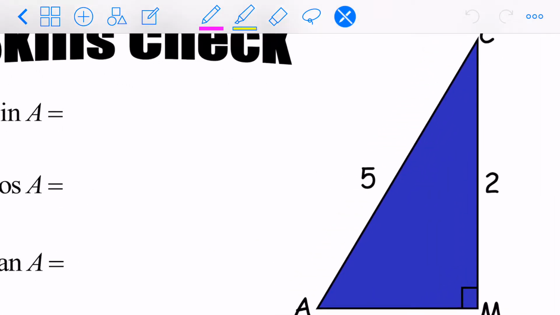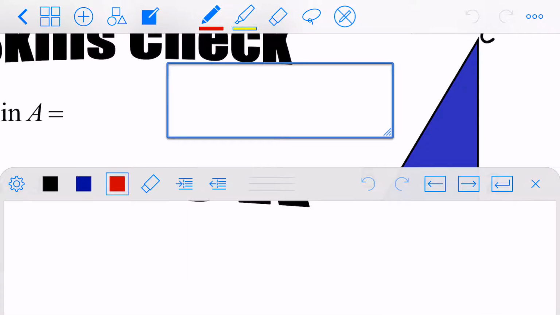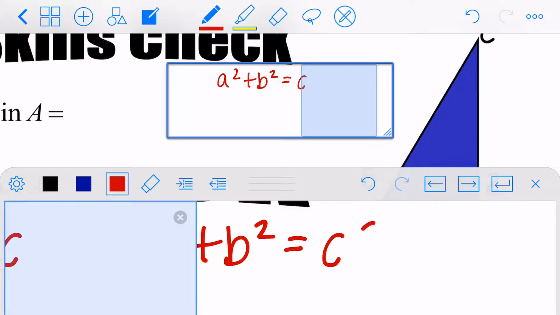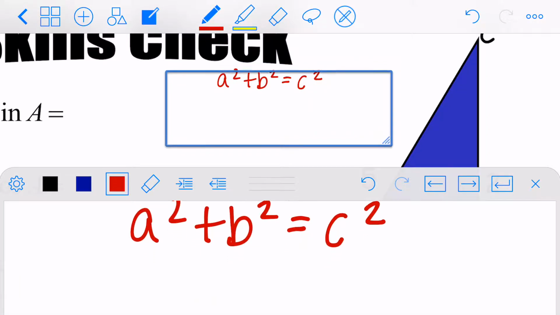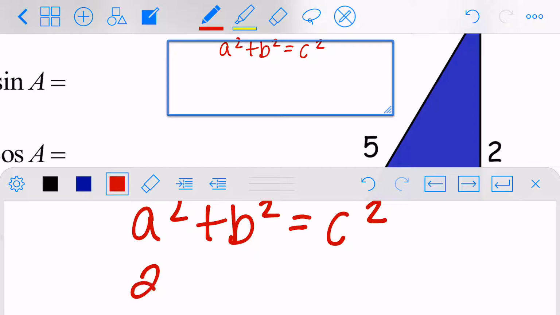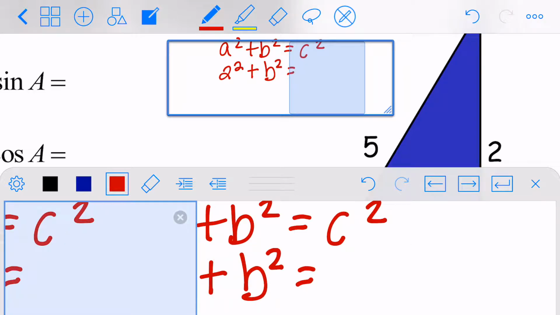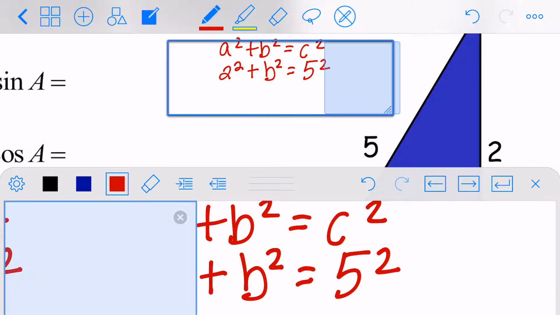Okay, so now let's look at this one. We're given a triangle, ACM. We're given two sides, but we don't know our third side. So we must use the Pythagorean theorem that states a squared plus b squared equals c squared. So we know one side is 2. So we can say 2 squared plus, we don't know what the other leg is, but we do know what our hypotenuse is.